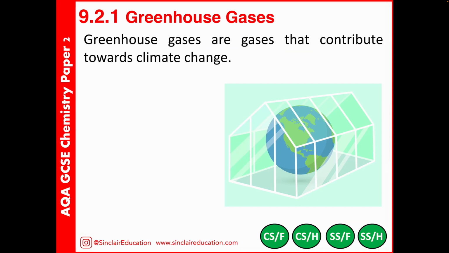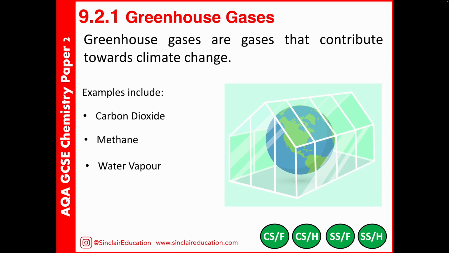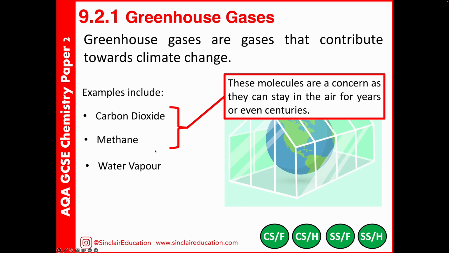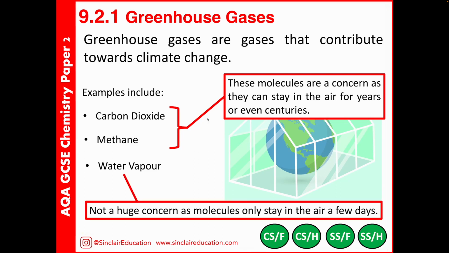This starts then to lead into greenhouse gases. Now these are gases that contribute towards climate change, and we'll look at this in a bit more detail in a moment. Examples of greenhouse gases include CO2, methane and also water vapour, but the ones we're predominantly concerned about are CO2 and methane. Water vapour does not tend to stay in our atmosphere very long. This will condense and go into our water supply. So these are the concerning ones, because for CO2 in particular, it can stay in our air for hundreds of years, while the water vapour may only stay around for a few days.